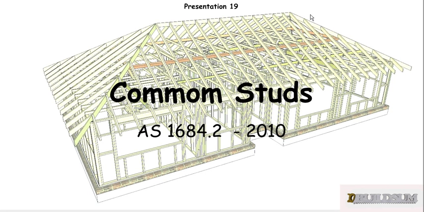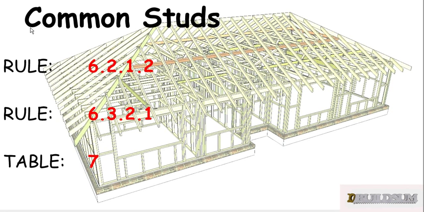In this one we're going to look at common studs in particular, or AS 1684. So the rules that apply to common studs are 6.2.12, 6.3.2.1, and table 7 is the table we need to look at.